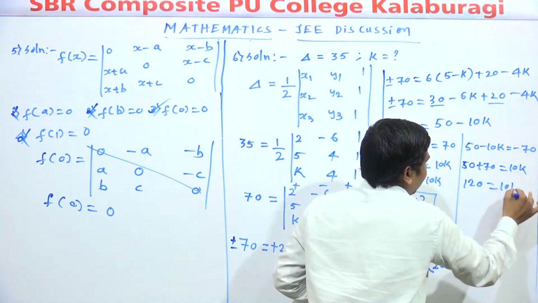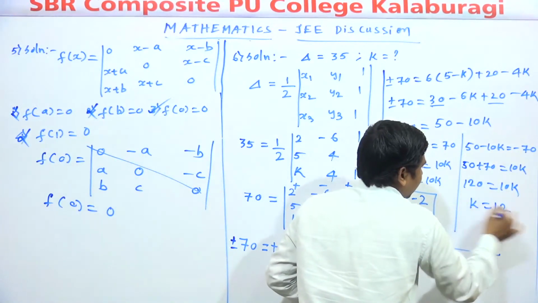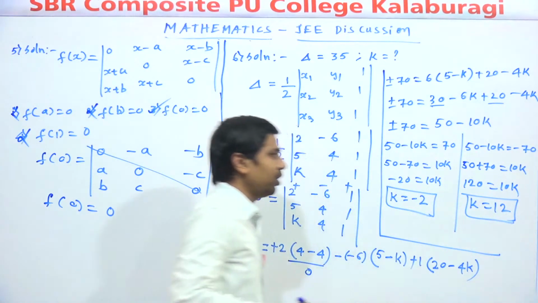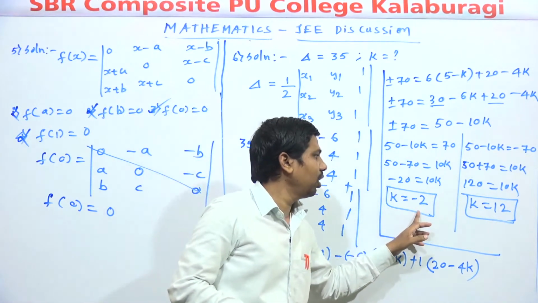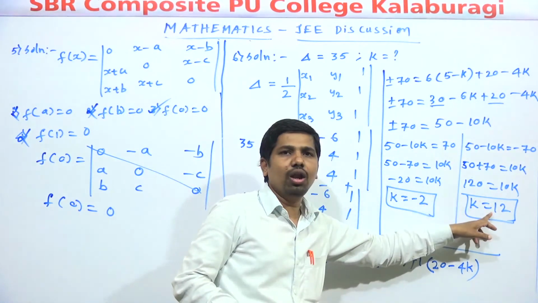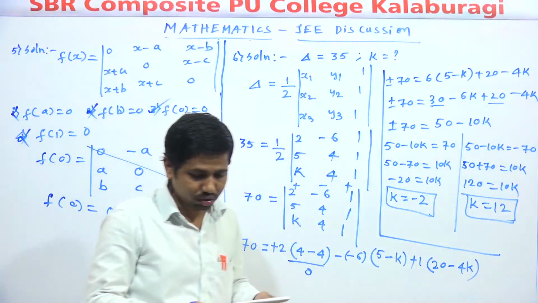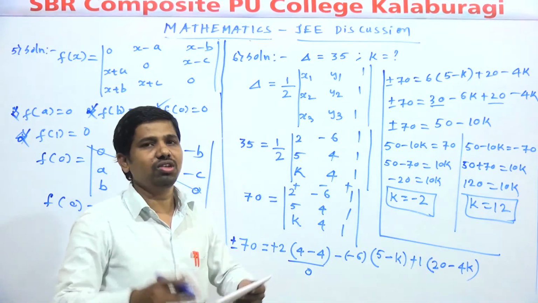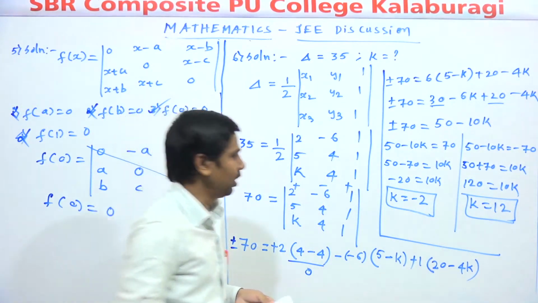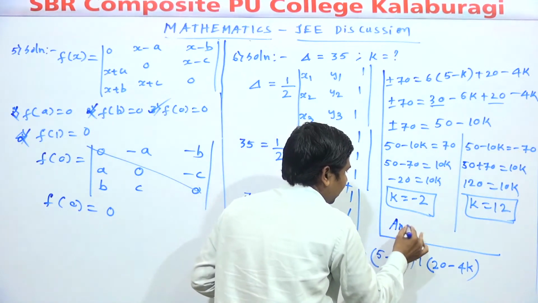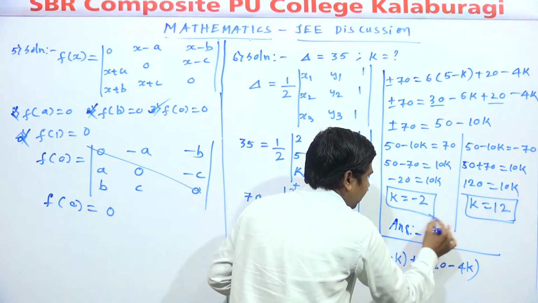120 is equal to 10k. Notice k is equal to 12. So there are two values of k. One is minus 2 or 12, that is 12 comma minus 2. Which option is it? The fourth option, that is k equal to plus 12 or minus 2. Your answer is D, right?